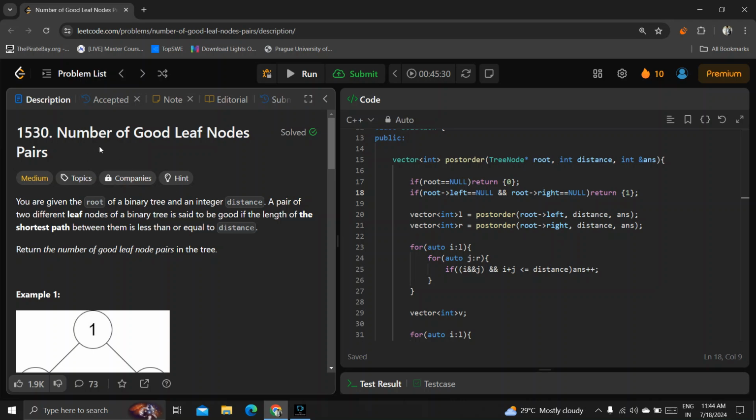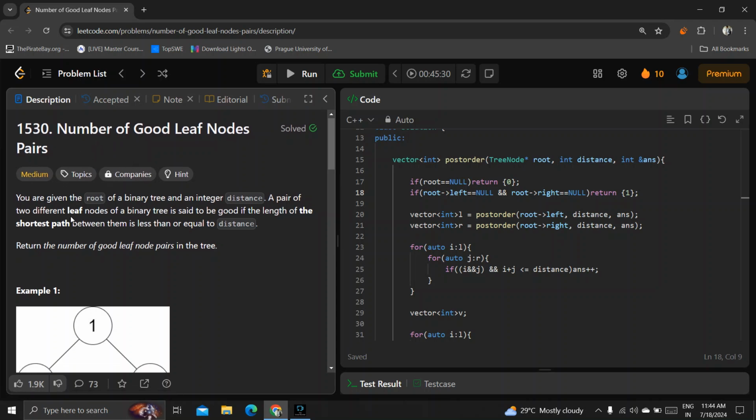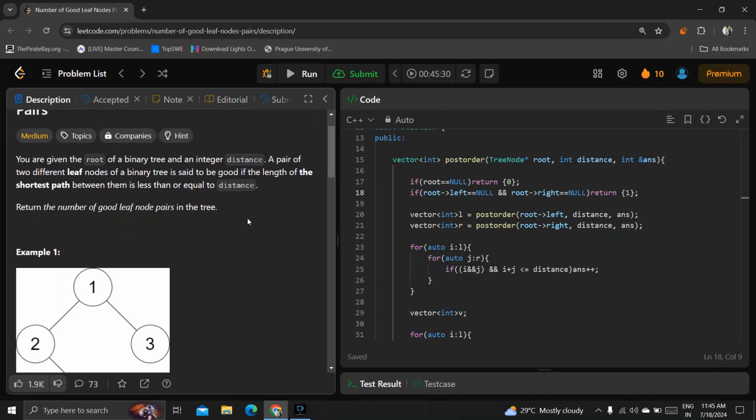So today's problem is number of good leaf nodes pair. Alright, so what does the question state? Basically, you are given the root of a binary tree and a distance, and a pair of two different leaf nodes of a binary tree is said to be good if the length of the shortest path between them is less than or equal to distance.